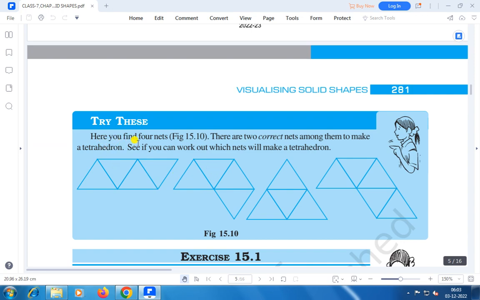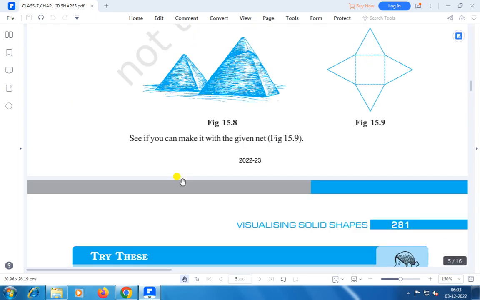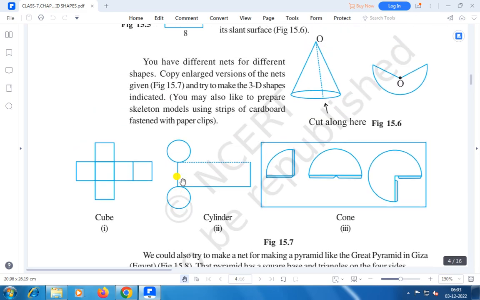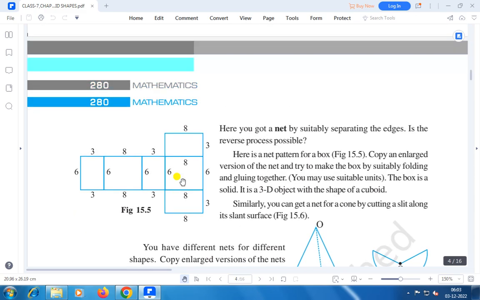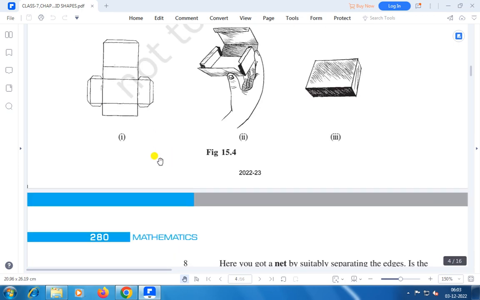Here you find four nets: 1, 2, 3, 4. There are two correct nets among them to make a tetrahedron. See if you can work out which nets will make a tetrahedron. Right? We learned about the various nets, 2D shapes and 3D shapes, and how to make 3D shapes from 2D shapes using nets. Now we'll do the various exercises.